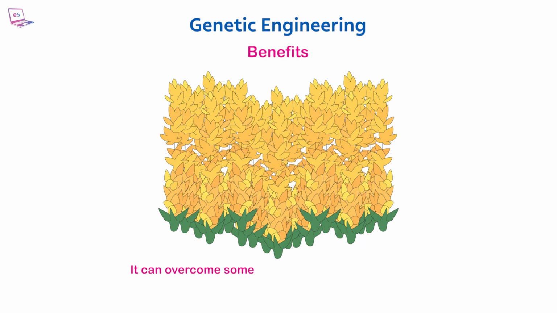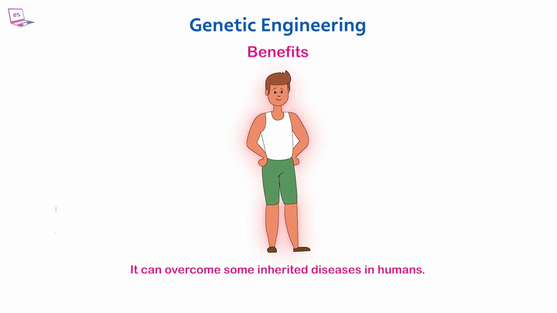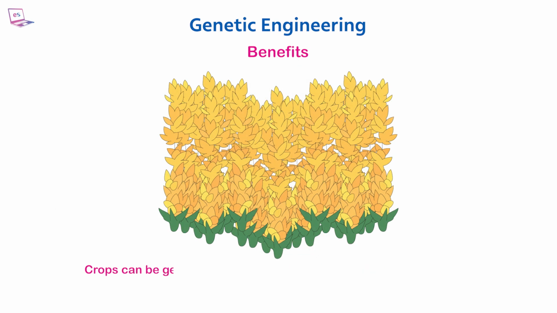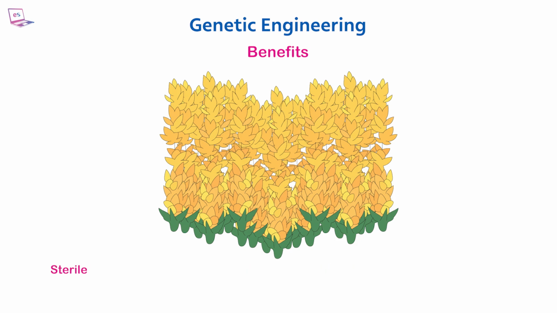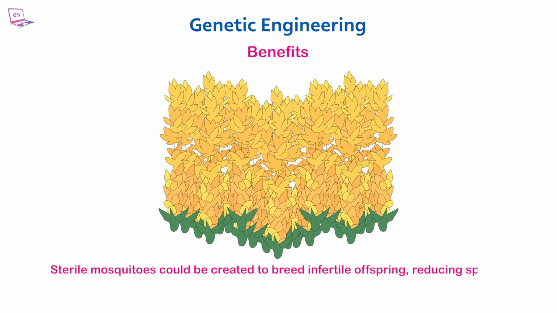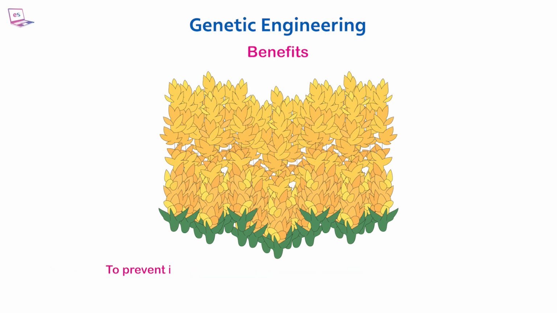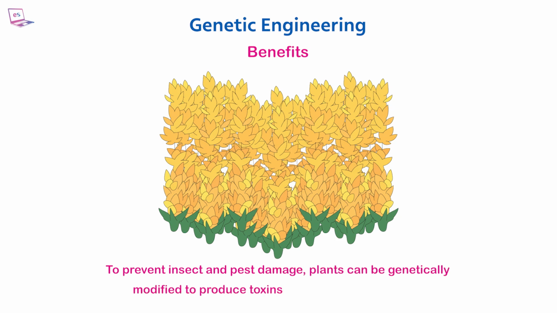It can overcome some inherited diseases in humans. Crops can be genetically modified to resist herbicides, produce their own pesticides, or adapt better to the environment. Sterile mosquitoes could be created to breed infertile offspring, reducing spread of diseases such as malaria, dengue fever, and Zika virus. To prevent insect and pest damage, plants can be genetically modified to produce toxins that discourage feeding.